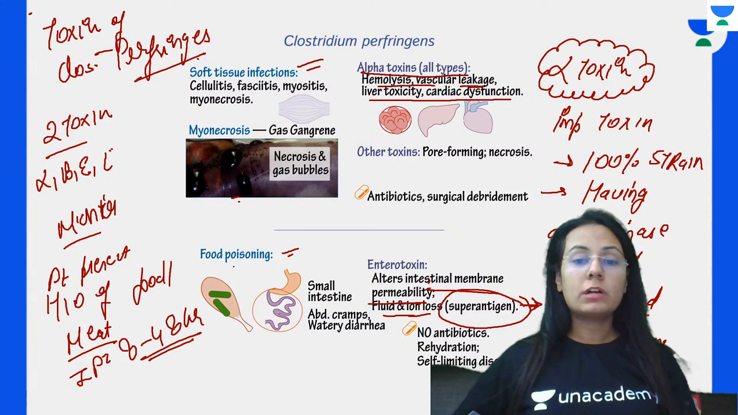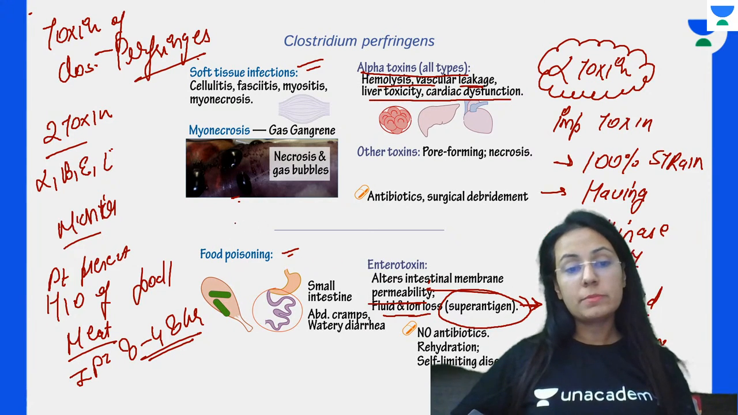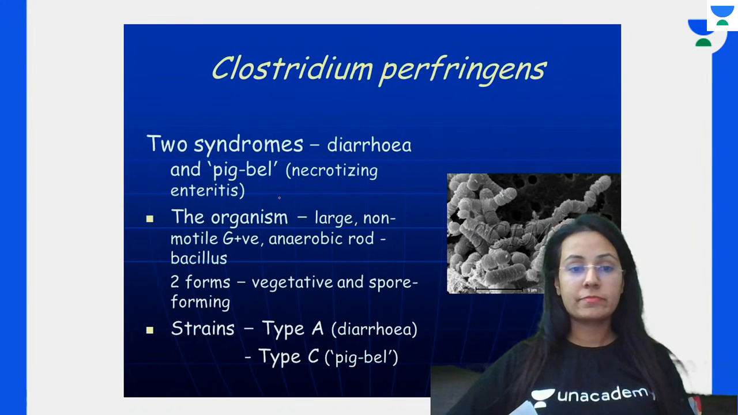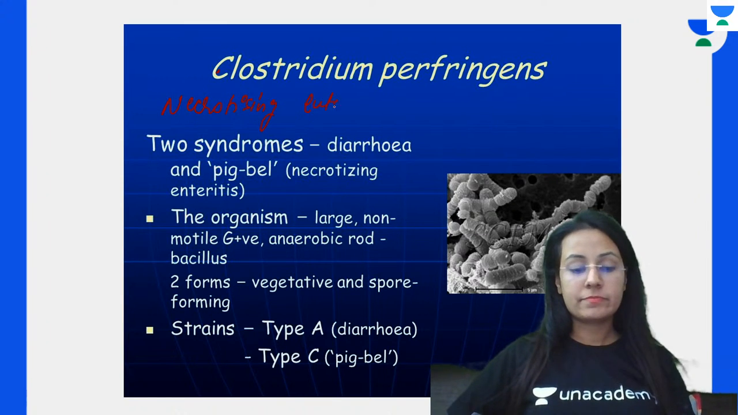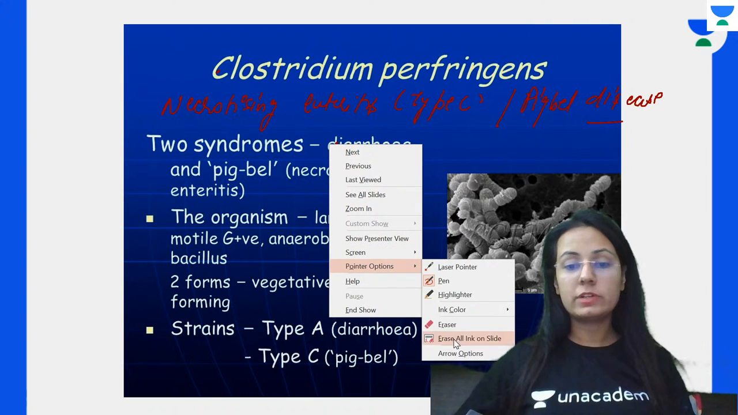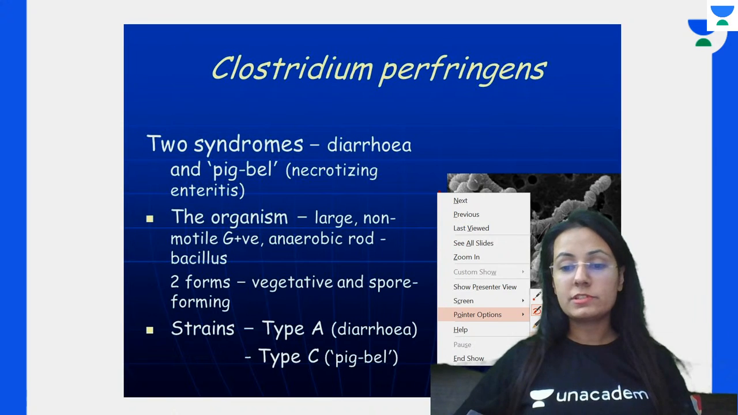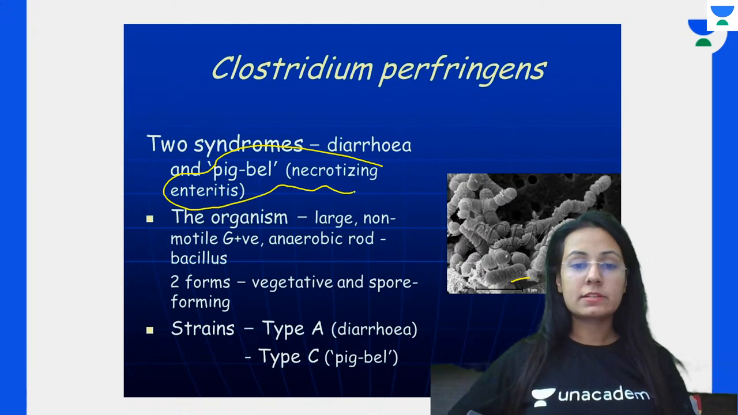All right. Now, when we talk about necrotizing enteritis by Clostridium perfringens, what is the name for that? Necrotizing enteritis. It is mainly caused by type C Clostridium perfringens, or the pig bell disease. Okay, please remember the pig bell disease. The pig bell disease is caused by what? The necrotizing Clostridium perfringens. That is the pig bell disease.